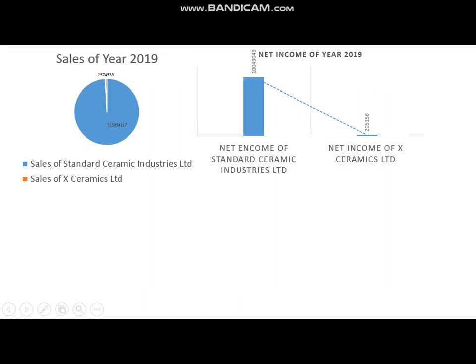Then this graph is calculated by this table. There are sales of the year 2019 and net income of the year 2019. The difference shown in the graph for 2019 is between Standard Ceramic Industries Ltd and X Ceramic Industries Ltd.